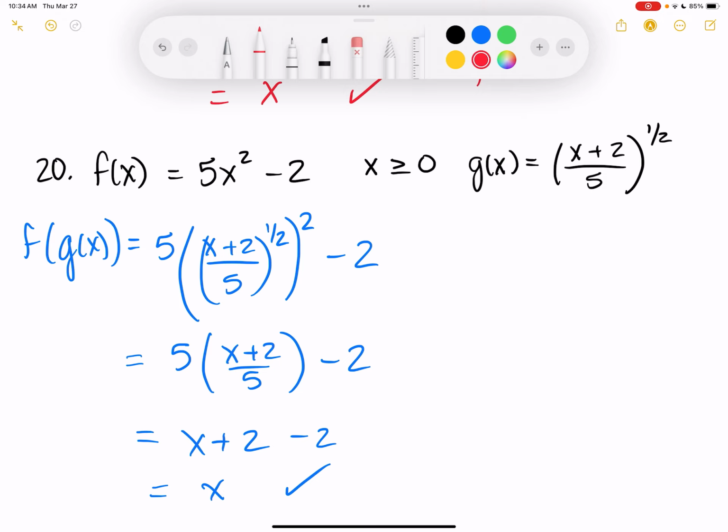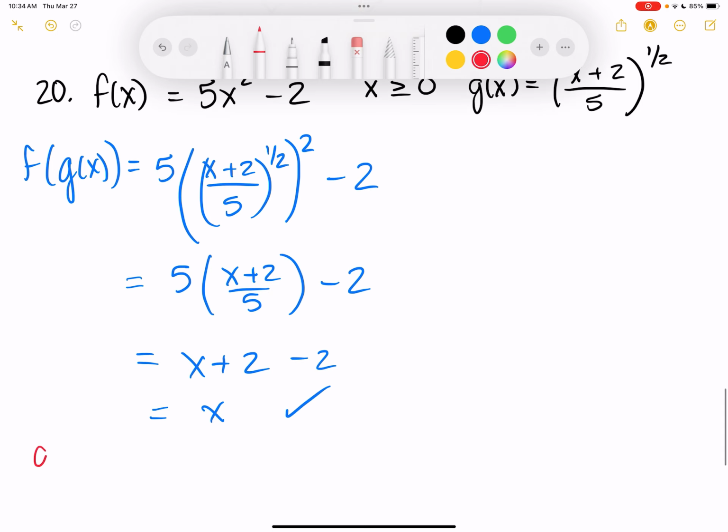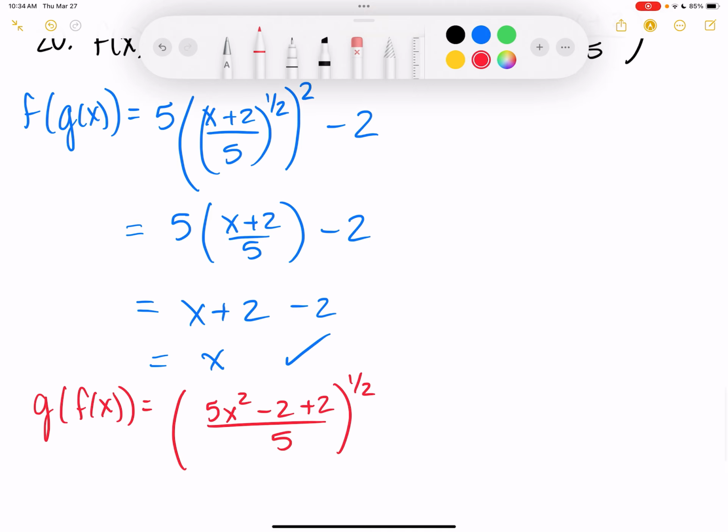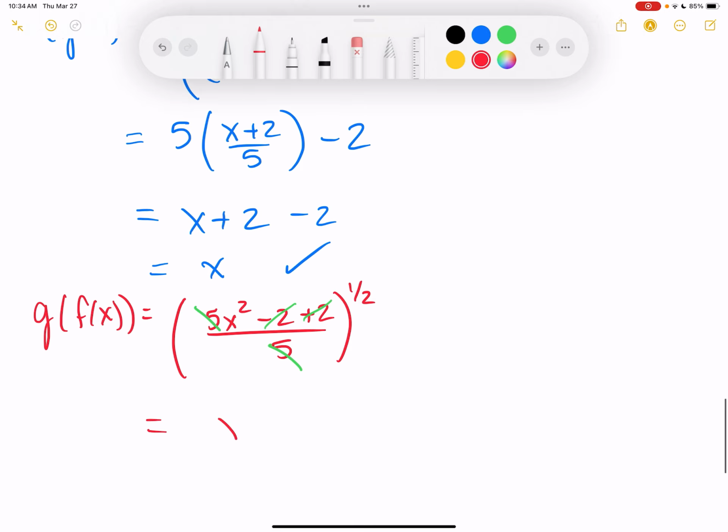And then g of f of x. I'm going to put 5x squared minus 2 in for x over here, so this is going to be (5x squared minus 2 plus 2 over 5) raised to the 1/2. So the minus 2 plus 2 goes away. Once that's gone, I can reduce the 5's, which gives me x squared to the 1/2, which gives me x. So again, these are inverses.